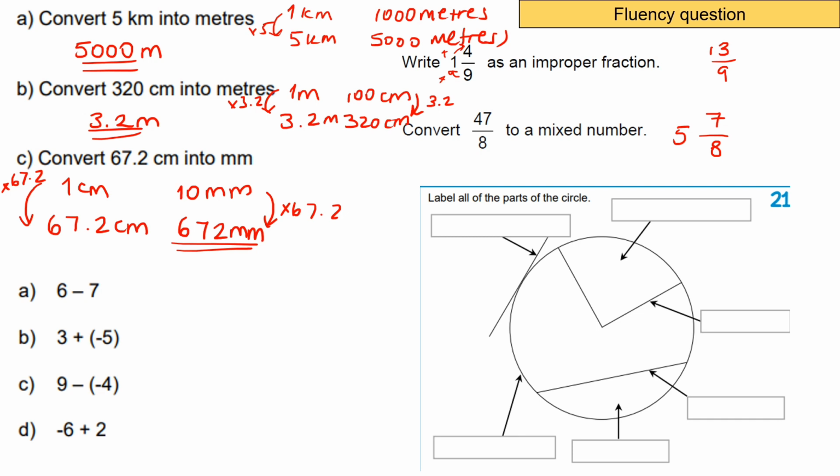Moving along to my negative numbers, 6 take away 7. So this means 6 is a positive, 7 is a negative. So you've got £6 in your pocket, you owe someone £7. That means you need to pay them £1 more.